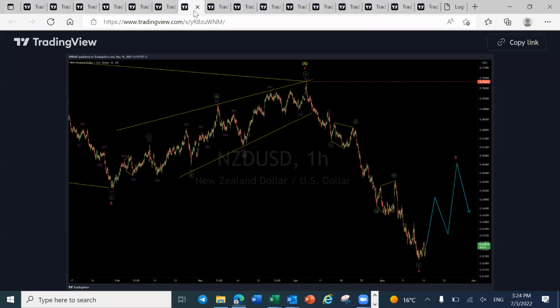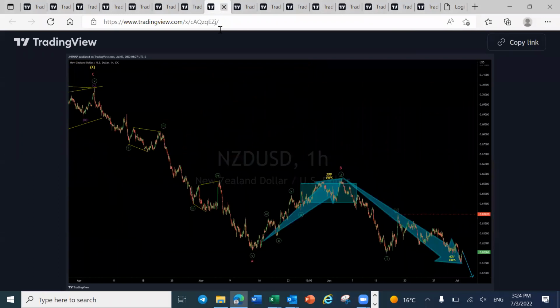Let's have a look at the next one. It is New Zealand. It's exactly the same setup anyway. So 1, 2, 3 expected, and then the drop. Look at how this one plays out. Inch perfect, exactly as expected.